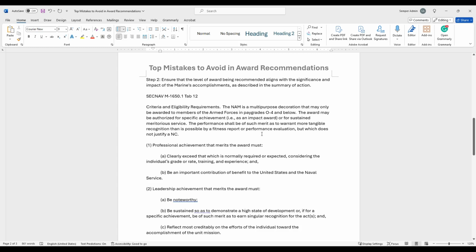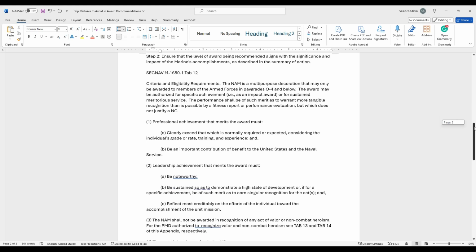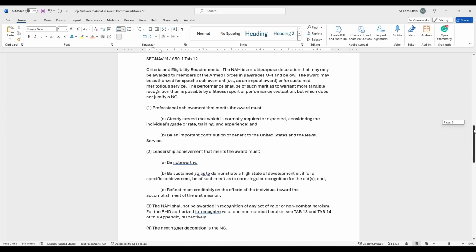The performance shall be of such merit that it warrants more tangible recognition than is possible in a fitness report or performance evaluation, but does not justify a Navy commendation. So this is saying that this is recognition beyond what you can capture when you do your JEPES markings or your fitrep. It is going more on up and beyond than just saying that you did really good at your job. Because you could be really good at your job, but you actually made some kind of impact. That's what this is going to talk about, the different types of things that we need to be looking at.